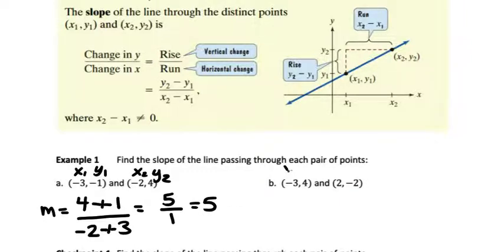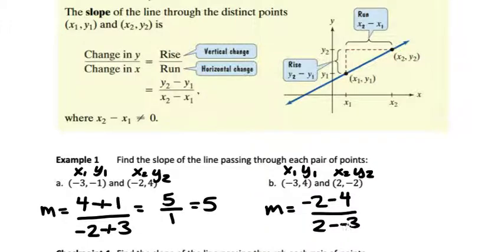Same thing for b. I'm going to start by labeling x1, y1, and x2, y2. It doesn't matter which I label. I could do x2, y2 here and x1, y1 here. I usually just like to go in order because that's easiest, but it doesn't matter which point you use for which, as long as you are consistent. So for this problem, I'm plugging in -2 for y2, 4 for y1, 2 for x2, and -3 for x1. So that'll be minus -3, so plus 3.